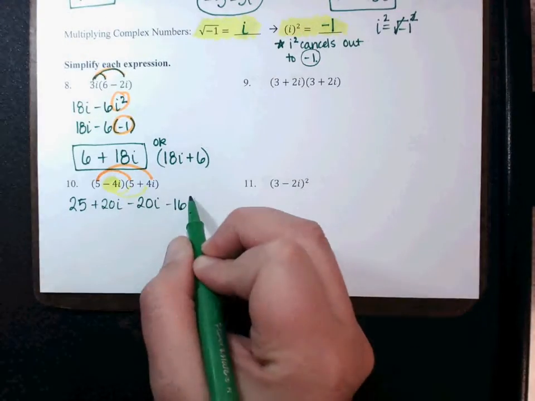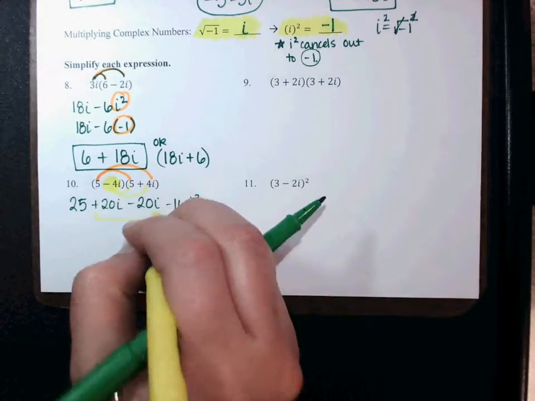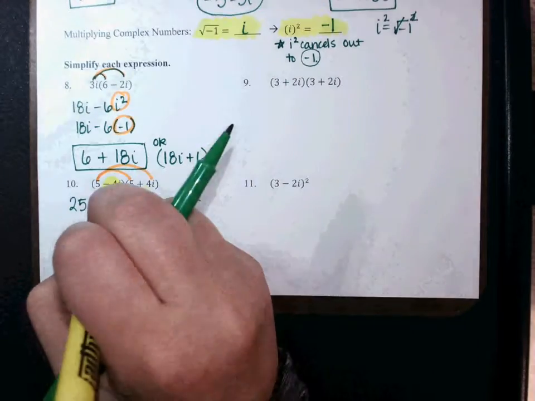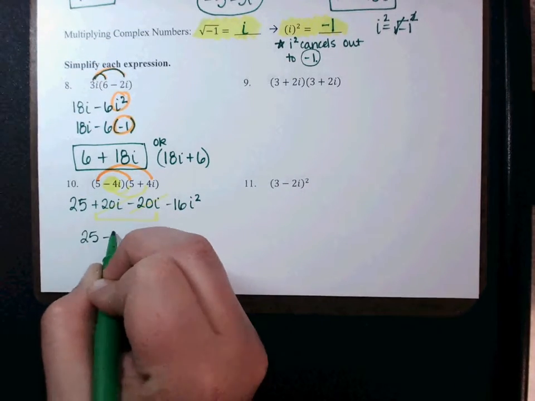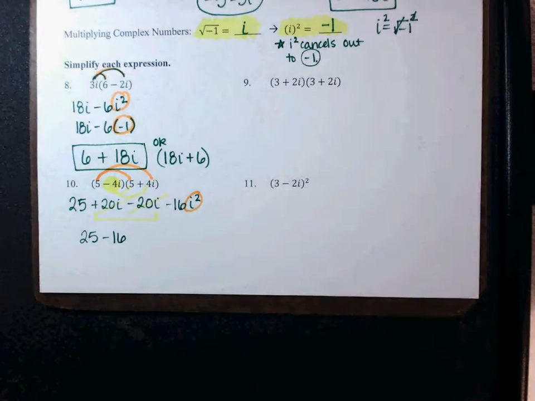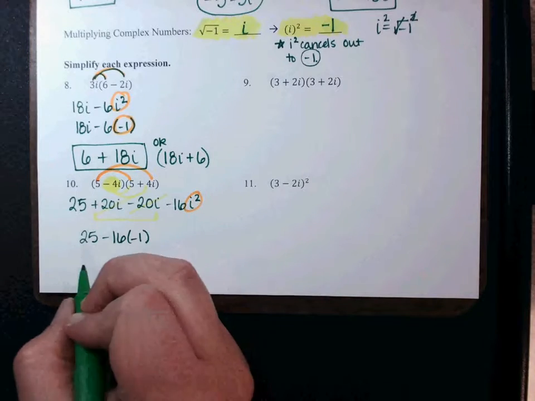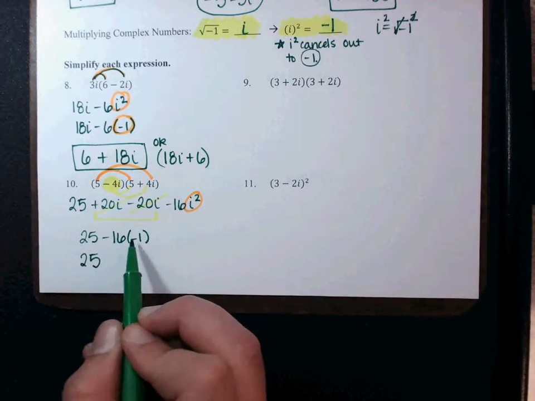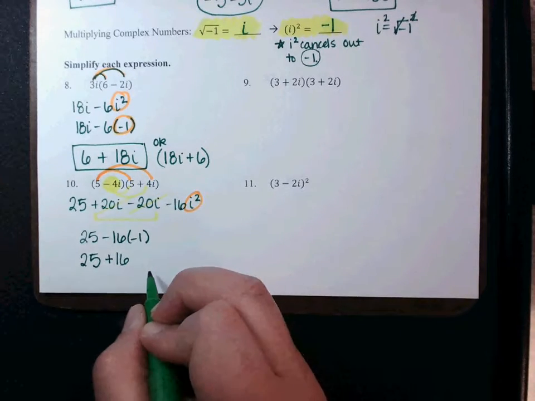-16, and then i squared. Okay, let's combine some like terms here. What is positive 20i minus 20i? They zero out. Good, those are both gone. So then I have 25 minus 16, and then what is i squared going to be replaced with? A -1. And if it was a -16, but now I'm multiplying it by -1, what does that switch to? They're both negative, so they multiply to a positive. What is 25 plus 16? 41.